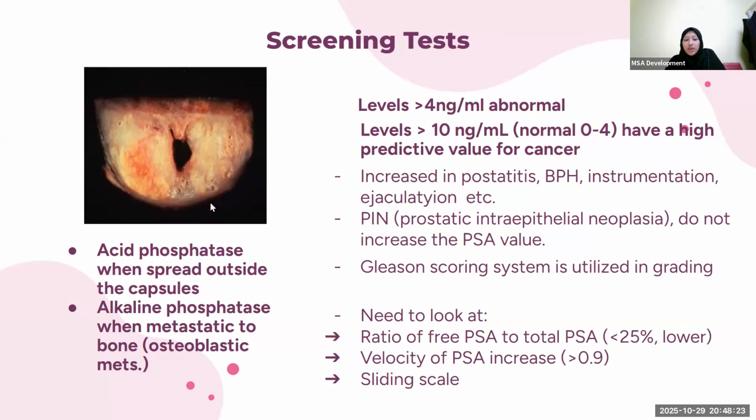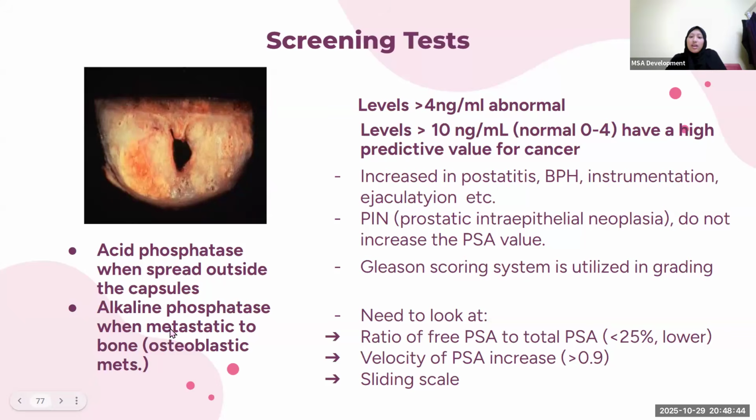So acid phosphatase is another marker. This one is for PSA, and this one is for other markers. Acid phosphatase will be positive when the cancer spreads outside of the capsule, and alkaline phosphatase will be positive when it's already in the bone. Okay, so keep that in mind.